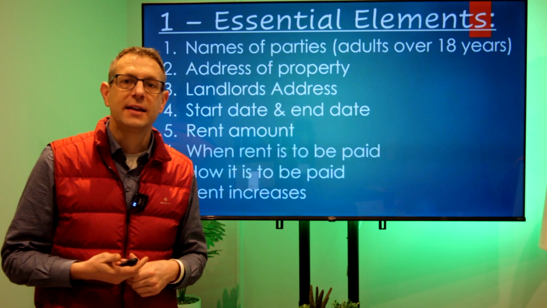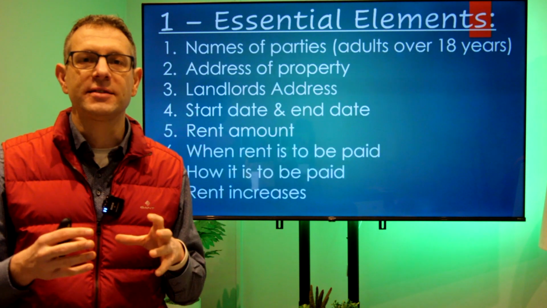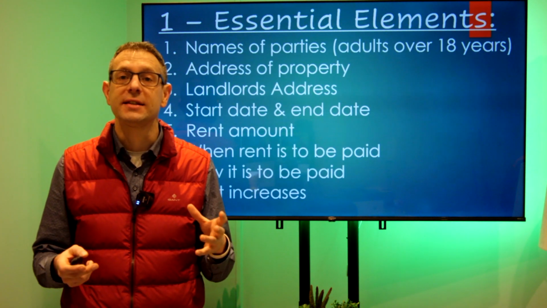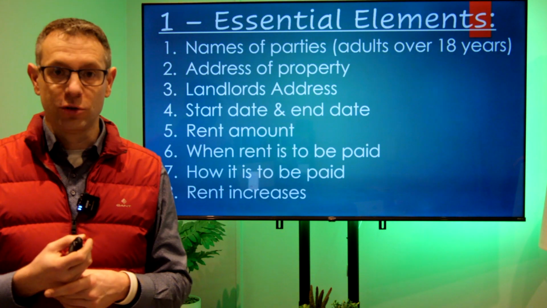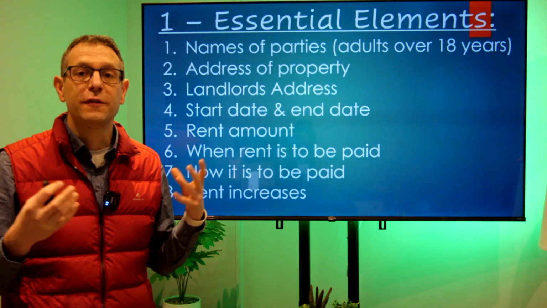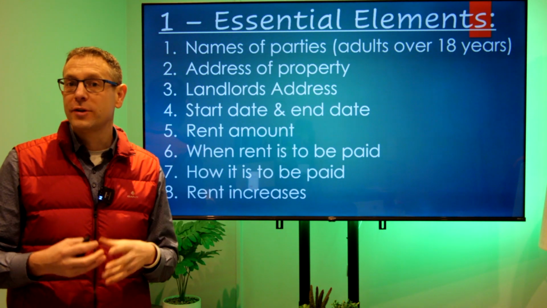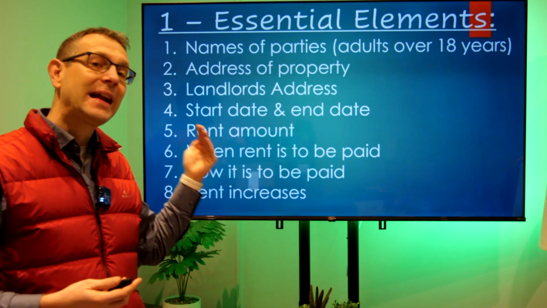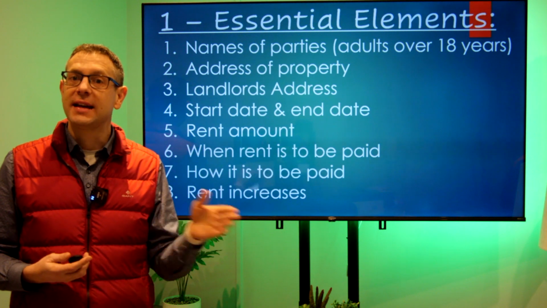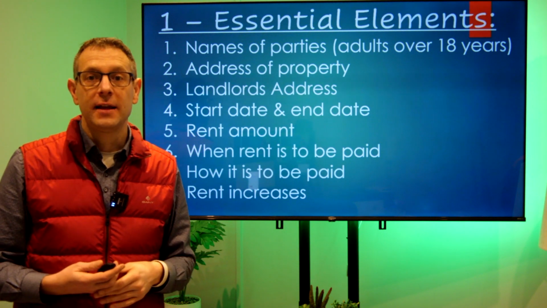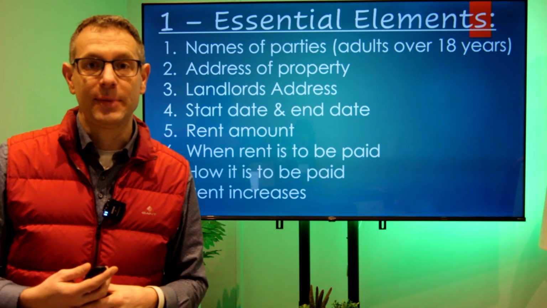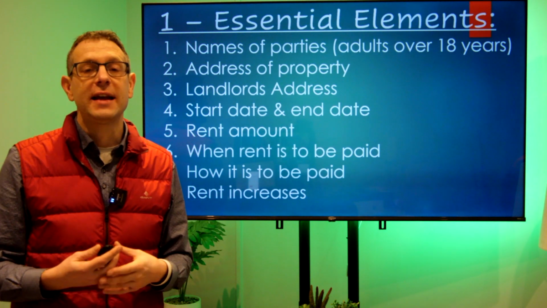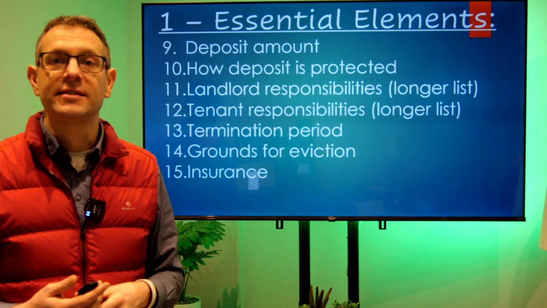So let's look at the next piece. These are the essential elements. I think there's 15 elements that must be included in an assured shorthold tenancy agreement. So firstly, names of both parties and all adults who will be living at the property who are over 18, the address of the property, the landlord's address is important, the start and end date of your tenancy, the rent amount, when the rent is to be paid and how it is to be paid, and any clause that you want to include around rent increases. It's a good idea to put them in the tenancy agreement as well.